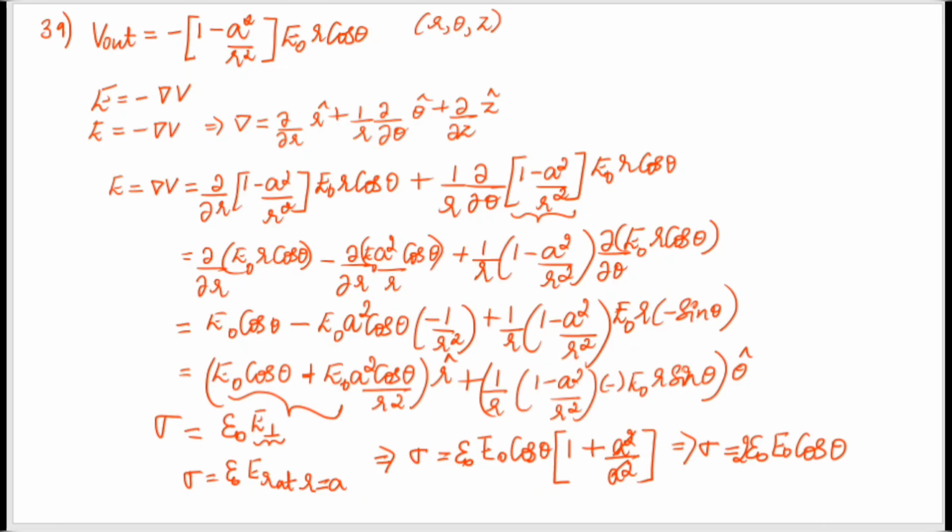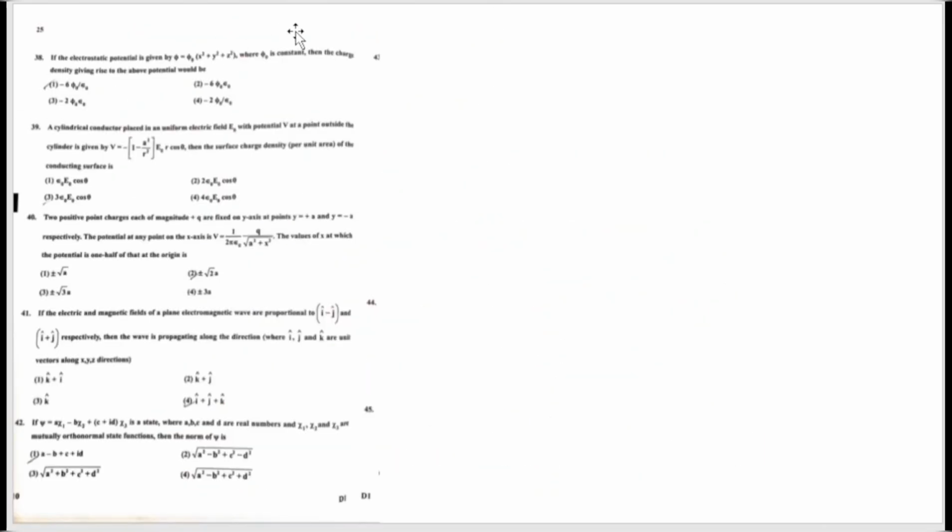So let us go to the question. Your answer will be option 2, that is 2 times epsilon naught E naught cos theta. So tick the second option, right? Let us move on to the next question. What does the 40th question say?